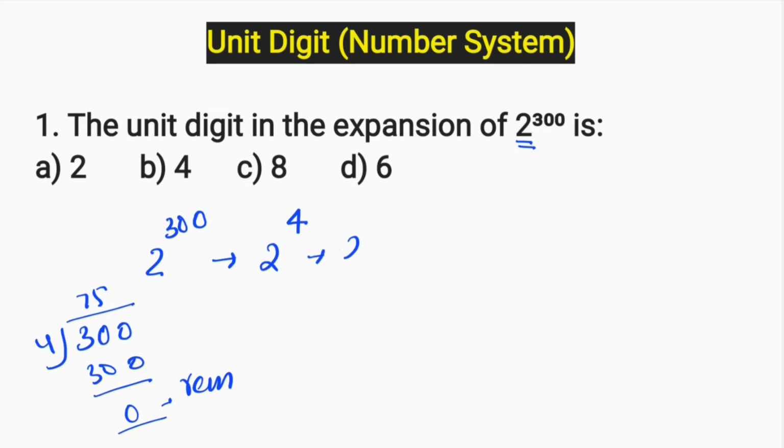Now it's very easy to expand. 2 into 2 into 2 into 2, and it's 16. The answer is 6. So option D is correct.